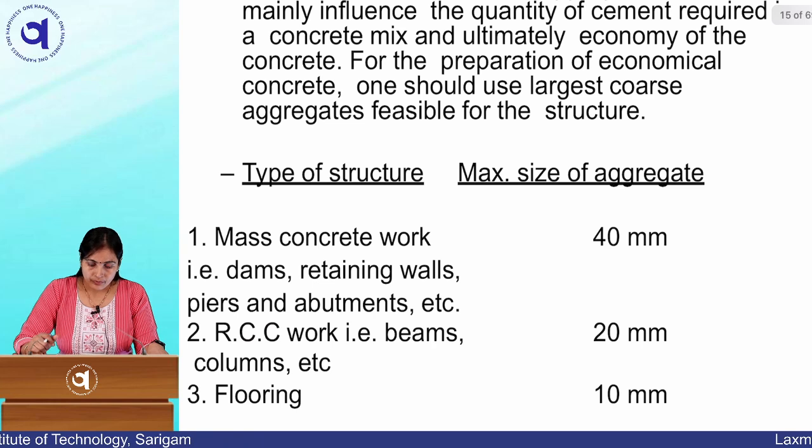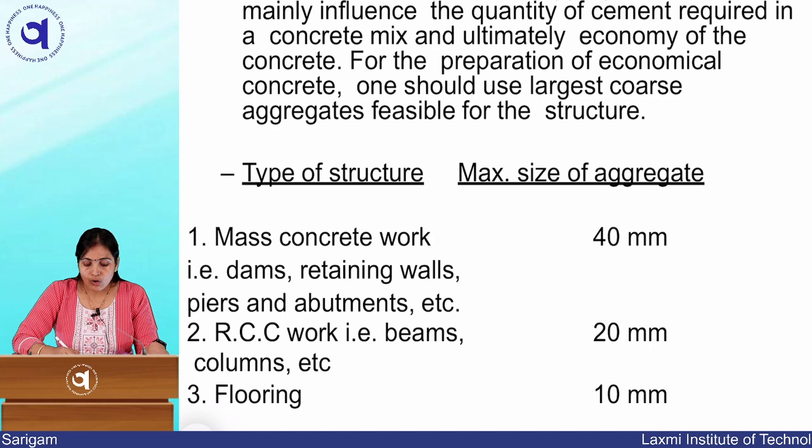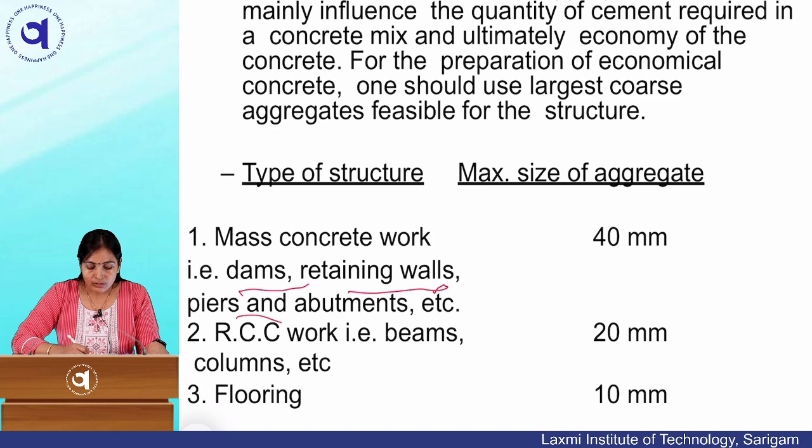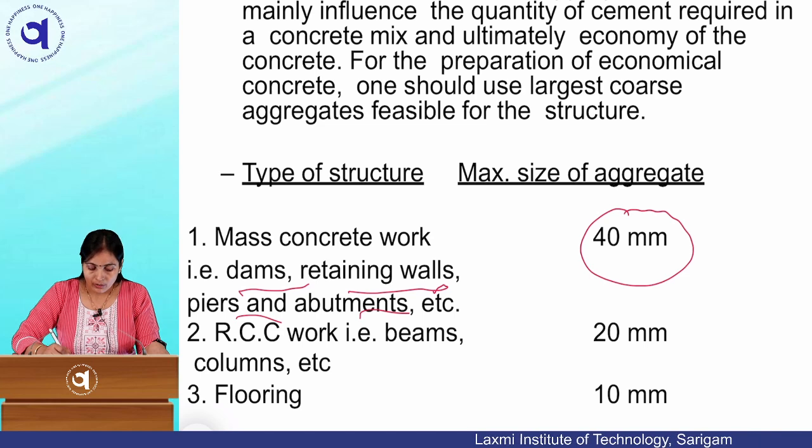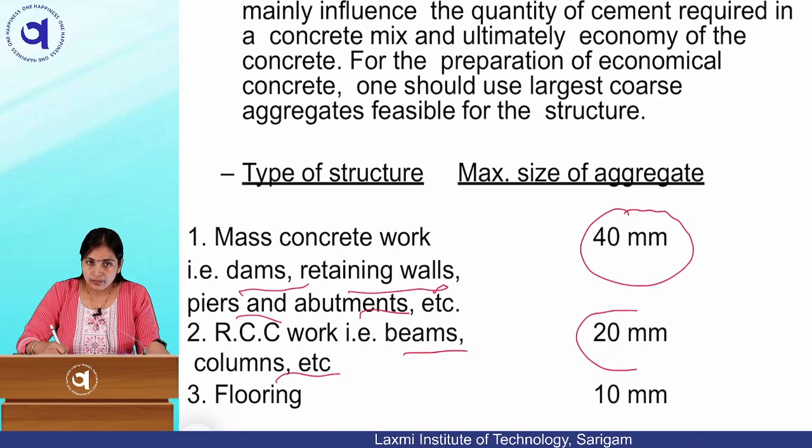Which type of structure can use which size of aggregate? If we are having mass concrete work, like dams or retaining work, where a huge amount of concrete is going to be used, piers or abutments, we will use 40 mm size of aggregate. In RCC work like beams and columns in normal buildings, 20 mm will be okay, and for flooring we have 10 mm aggregate size.